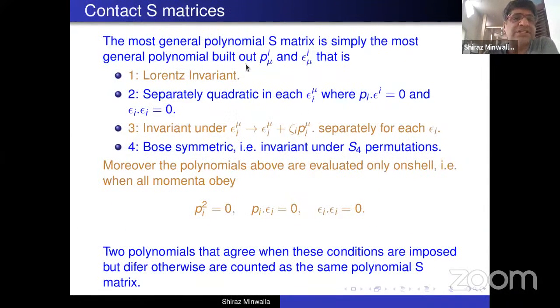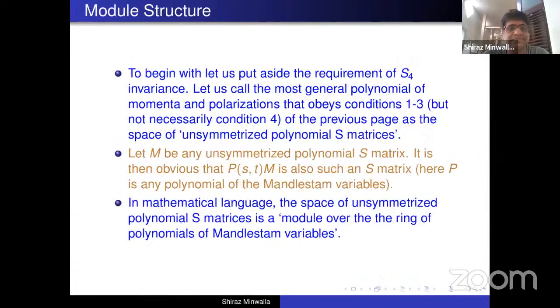That's because for these conditions 1, 2, and 3, one is Lorentz invariance, but S and T are Lorentz invariant objects. Separately quadratic in epsilons, but S and T don't depend on epsilon. And invariant under shifts of polarizations, but S and T don't depend on epsilon. So these three conditions that tell you when an S matrix is a good one, if obeyed for some M, will clearly be obeyed for functions of S and T times M. I'm saying S and T rather than S, T, and U because U is dependent on S and T.